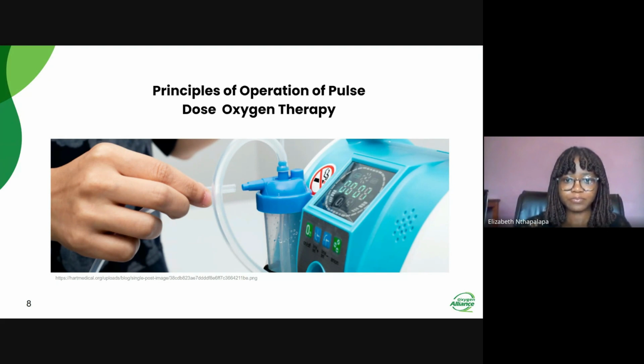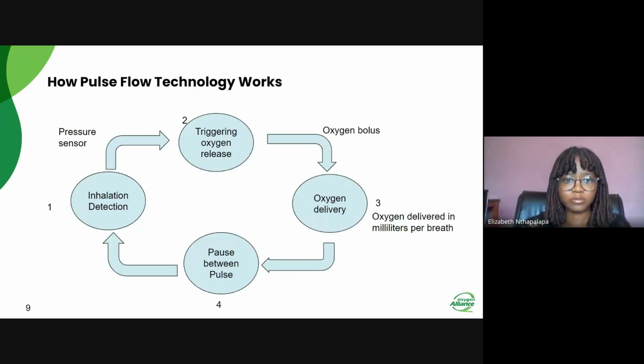To begin with, pulse flow oxygen technology operates on a simple principle whereby it delivers oxygen only when the patient inhales. So it produces oxygen just on demand. To understand this, I have tried to explain this process using these 4 steps. The first step is inhalation detection.